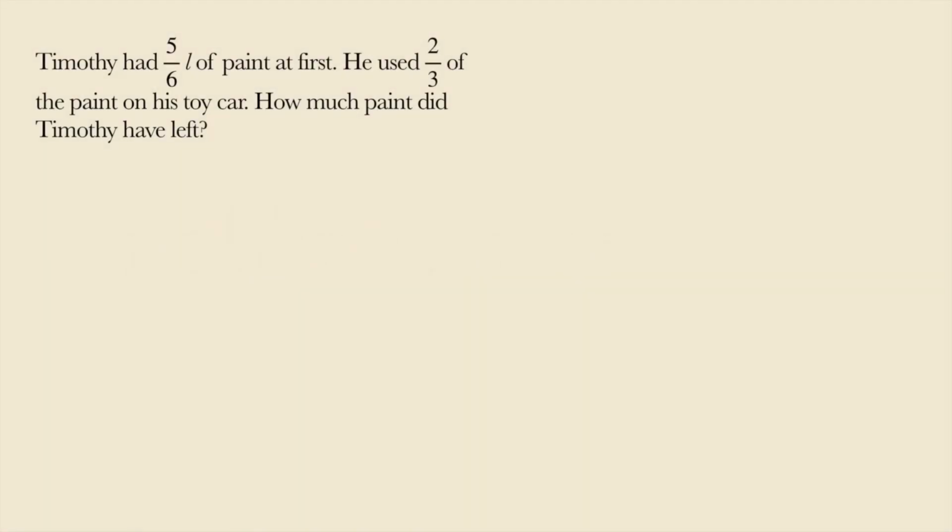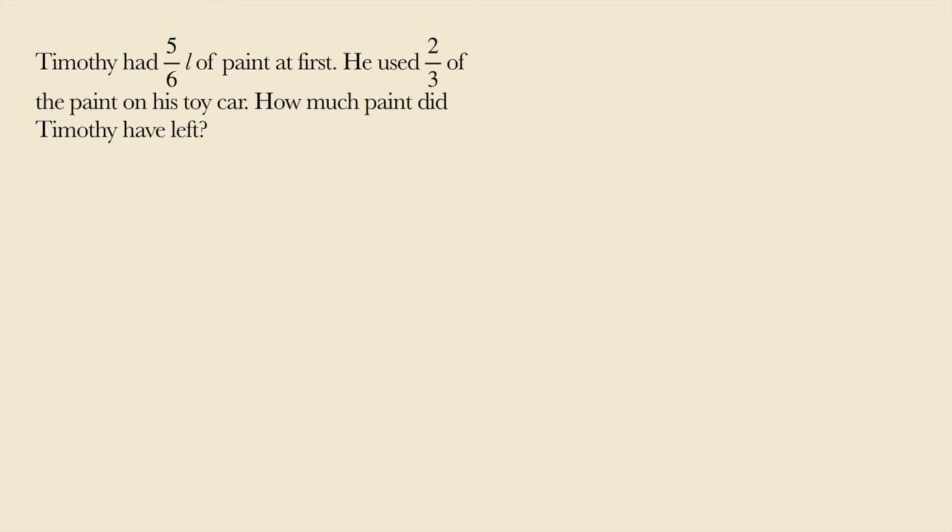And now we're going to do problem sums. Okay, the next few questions are going to look confusingly similar, so bear with me. I'm trying to point out a common mistake that most students make. Okay, let's begin. Timothy had 5/6 actual liters of paint at first. He used 2/3 of the paint. How much paint did he have left?